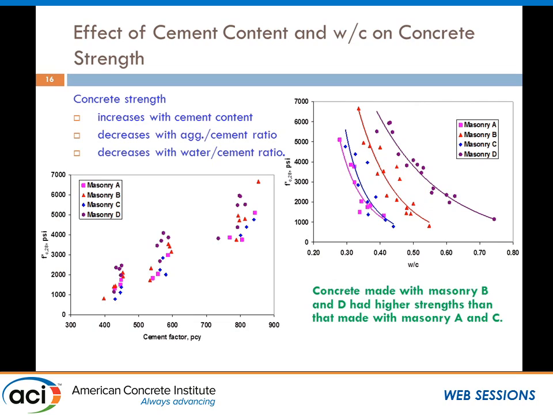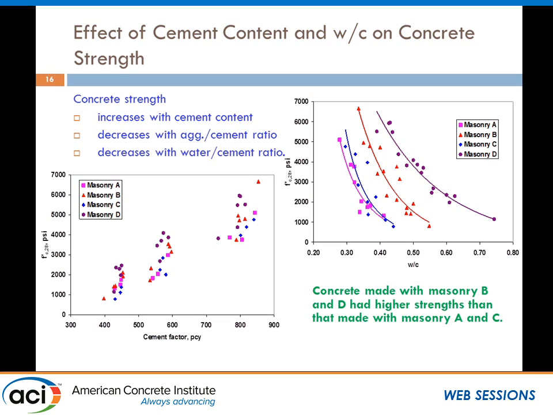So this is a summary of the results. Strengths, as you can expect, when you increase the cement factor, your strength will increase. Water-cement ratio, again as expected, we have 4 different masonry units, but they all show a very clear trend that with an increase of water-cement ratio, your strength will decrease. And we have a wide range of strengths over here from close to 7,000 psi to as low as 1,000 psi. That, of course, depends on your cement content and aggregate content and water-cement ratio.